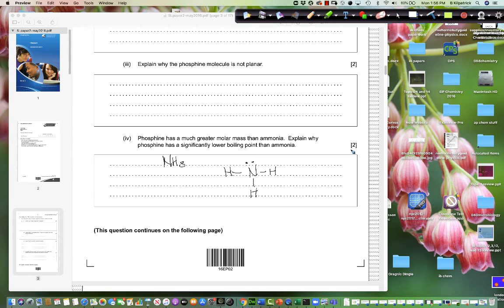It's 2 marks again, so you have to say something about the fact that there's H bonding, or hydrogen bonding, in the ammonia. And then the second mark comes from you saying that this makes it stronger. So this would be stronger.